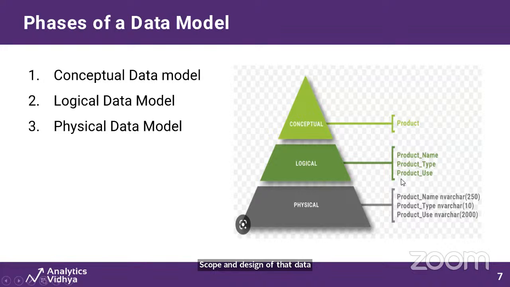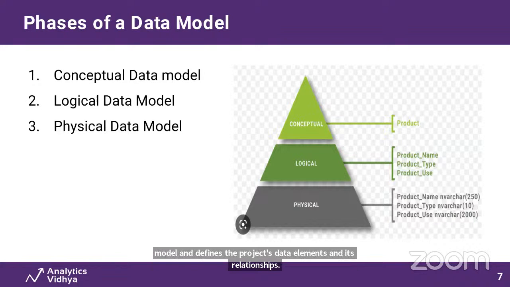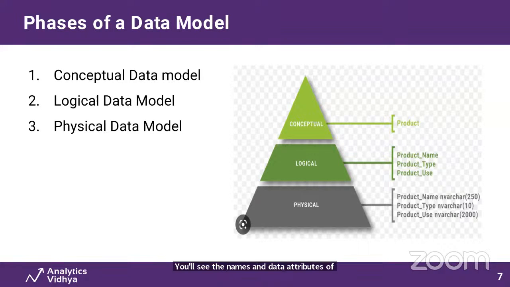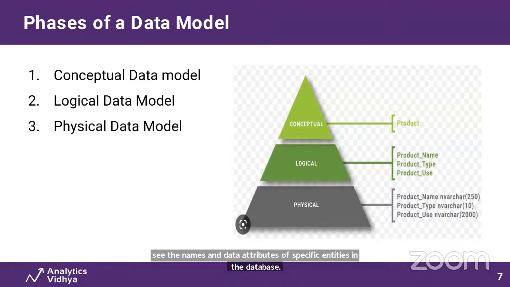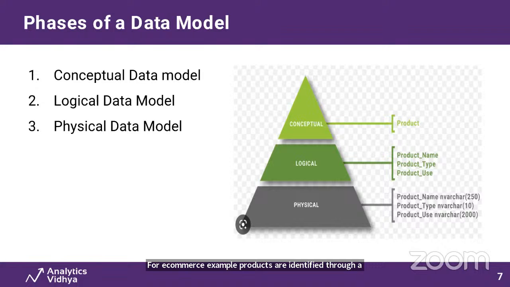Moving on to the logical data model. The logical data model is based on the conceptual data model and defines the project's data elements and its relationships. You see the names and data attributes of specific entities in the database. For the e-commerce example, the products are identified through a product ID and properties like description, category, and unit price. Data architects and business analysts use the logical data model to plan the implementation of a database.